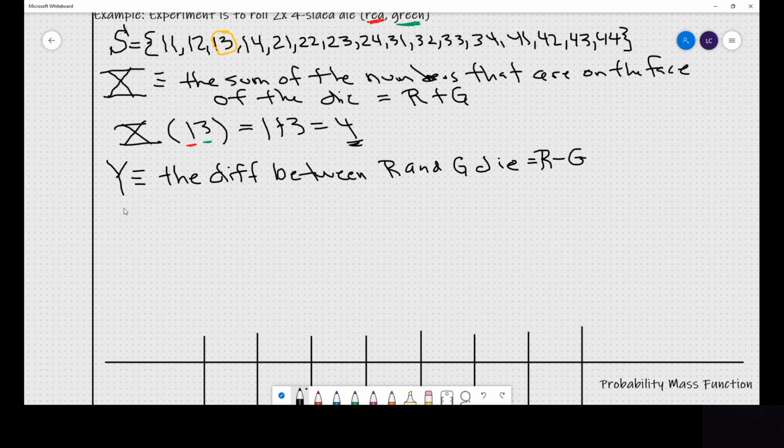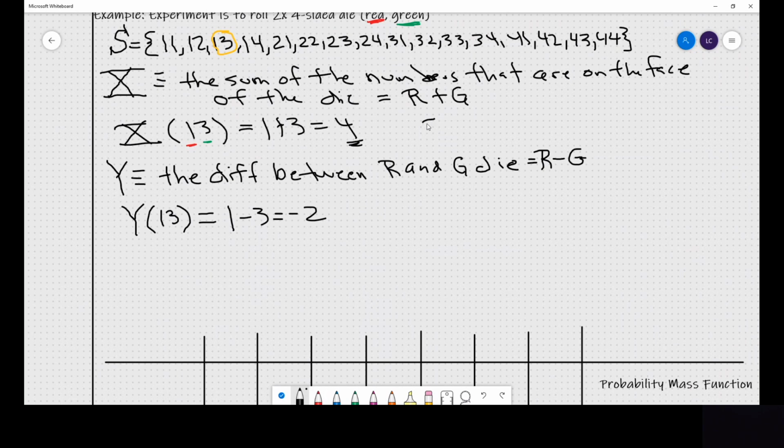So what is Y of 1, 3? Again, it assigns a specific number to the outcome. So if this were the outcome of my experiment, we would expect this to be 1 minus 3, which is equal to negative 2. Now let's talk about the support.